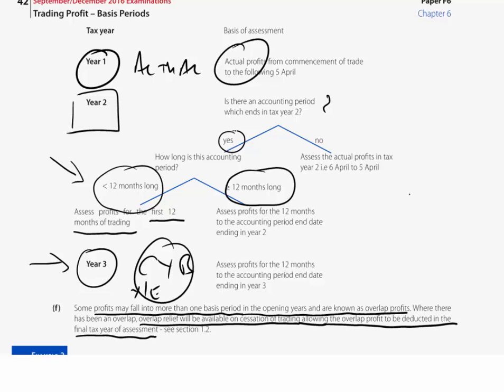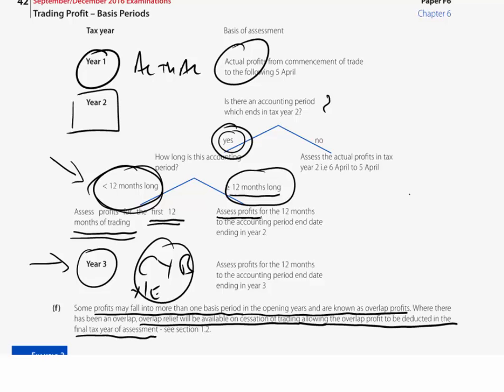Do we have an accounting period ended in the second year? Yes, we do. How long is that period? Well, it is of 12 months or less, and that meant that we assessed the first 12 months of trading. So what happens now if we do have an accounting period that ends in that second tax year, but this time that period is more than 12 months? In which case, which 12 months do you use then?